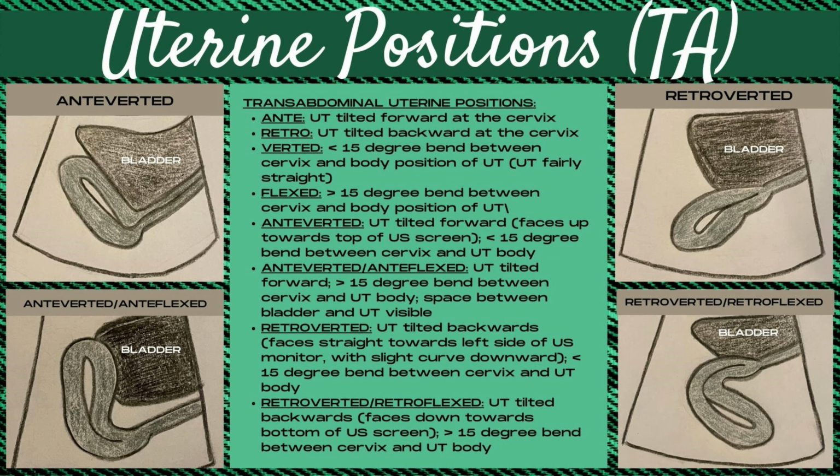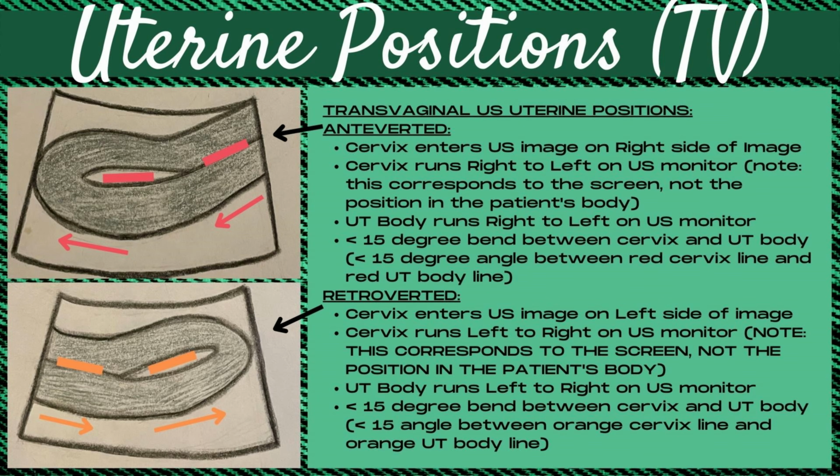While retroverted and retroflexed means the uterus is going to be tilted backwards. It's going to face down towards the bottom of the ultrasound screen, and there's going to be a greater than 15-degree bend between the cervix and the body of the uterus. Now let's talk about the different uterine positions that can be visualized in a transvaginal ultrasound.